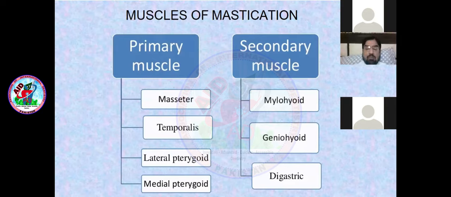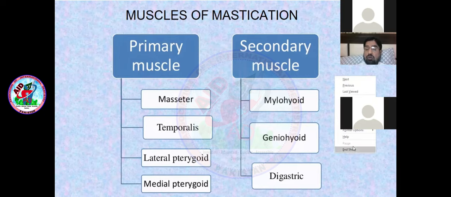Ladies and gentlemen, from here we end today's session of the temporomandibular joint anatomy, and that is our part two. In part three, we will inshallah cover the muscles of mastication. In detail, we will go for the primary and secondary muscles, and we will also go for the mechanism of movement of the temporomandibular joint in detail. If you have any question, you can ask directly to me. It is over.